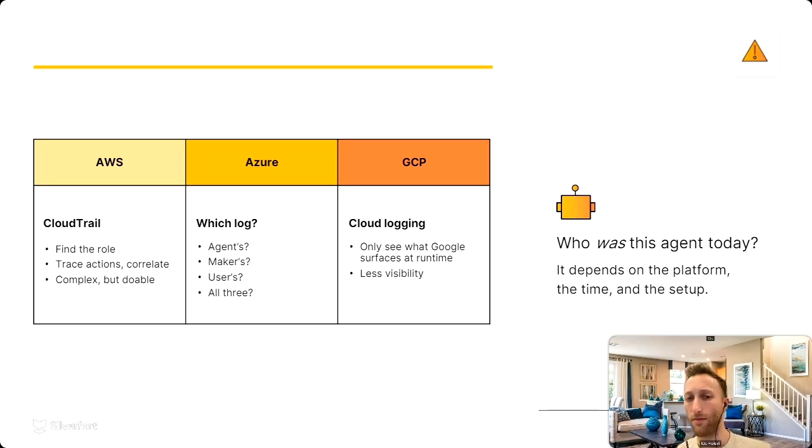Okay. In GCP, you can check Cloud Logging, but the runtime is managed by Google, right? So you see what they surface. If you want more visibility, you can always do that, it will just require a lot more work out of you. And if you need more information on the execution context, you can't inspect it directly. You need to work for it. Okay. So again, who was this agent today? The answer is it really depends on the platform, the time of the day, the connector that was involved, and the setup that you had.